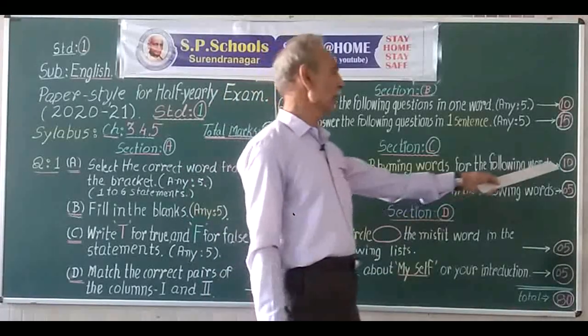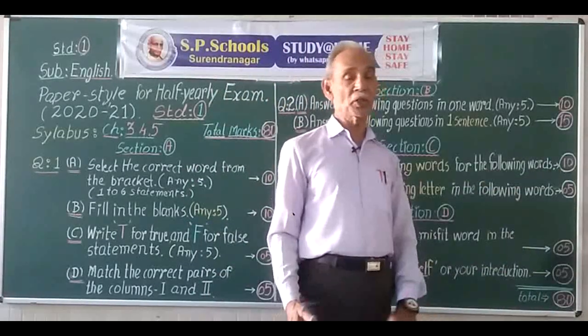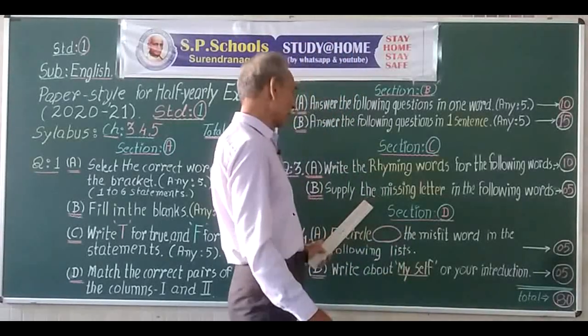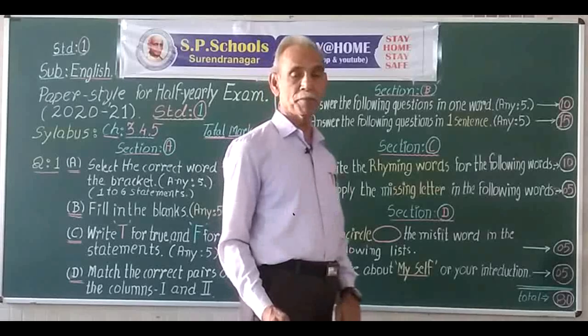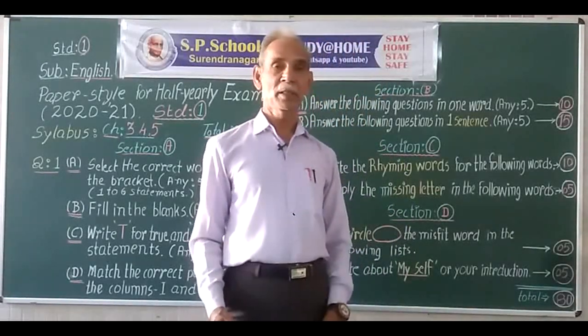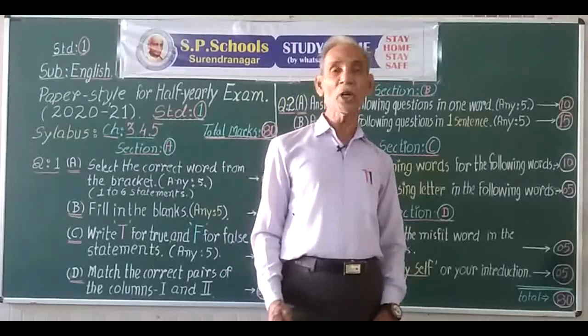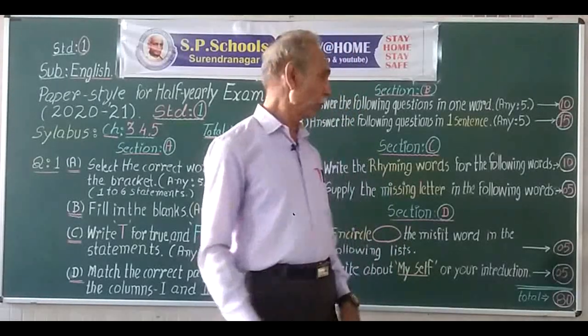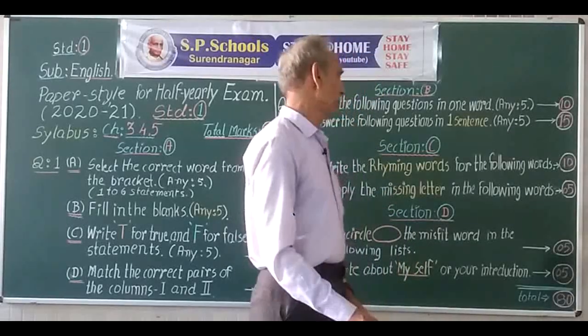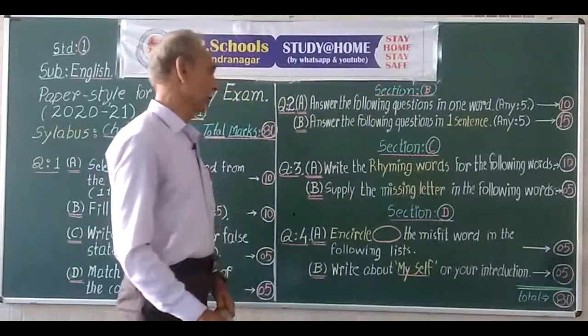Rhyming words carry 10 marks. So it is very easy and also a good score. So is the case with missing letters. If your spellings are well prepared, it is not at all difficult for you to score all good marks from this question.